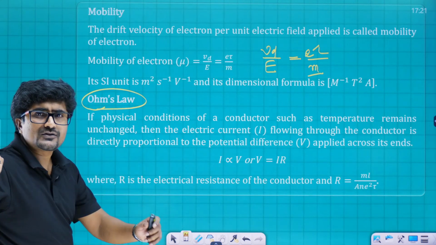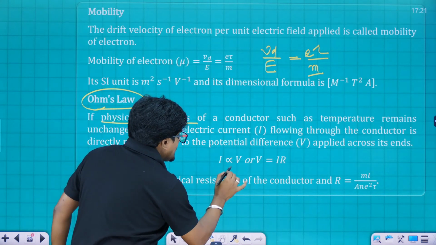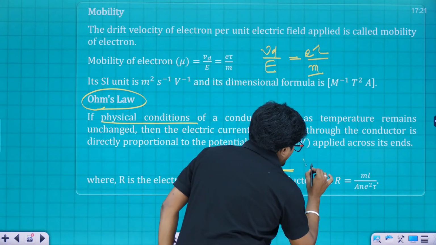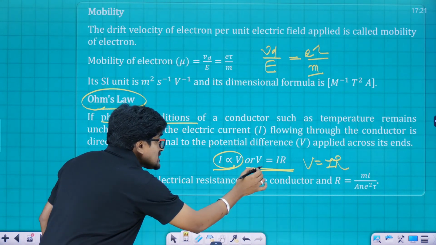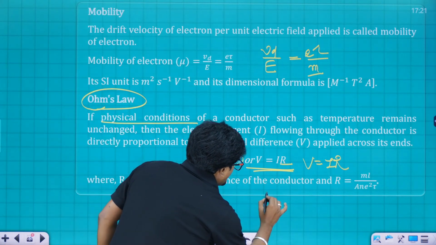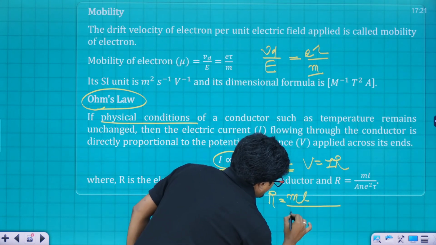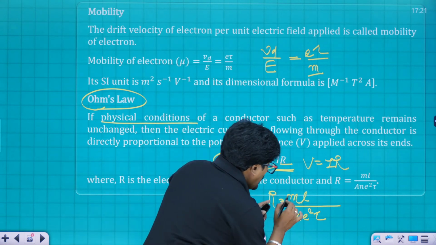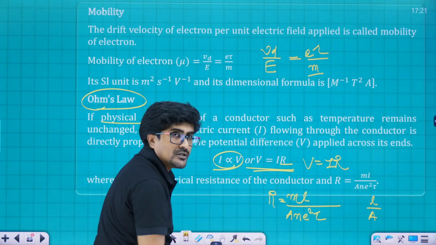And the next one is Ohm's law. As you all know, once all the physical conditions remain the same, the current flowing is directly proportional to the potential difference. The same can be explained in another format, that is V is equal to I into R, where capital R stands for the resistance of the conductor. Capital R is equal to small letter m times L all divided by A into n times e square into tau.